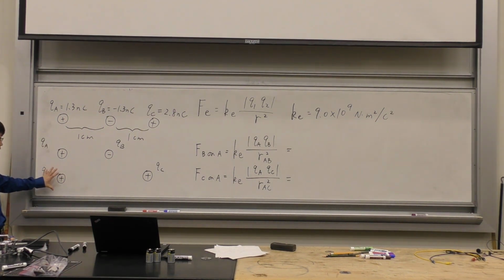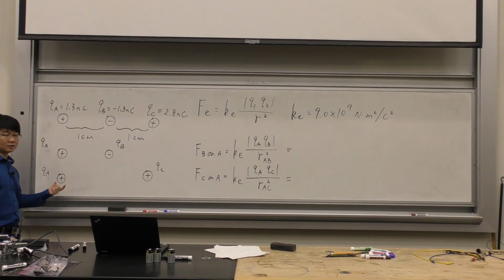But I'm going to draw an arrow on A to represent the force from C on A. Again, how do I draw that arrow? How do I know the direction of that arrow? Take a look at the signs, right? Like charges repel, unlike charges attract. They both carry positive charges, right? Is the force going to be repulsive or attractive? How would you draw the arrow on A to represent the force from C on A? Okay, so that's going to be the next step.